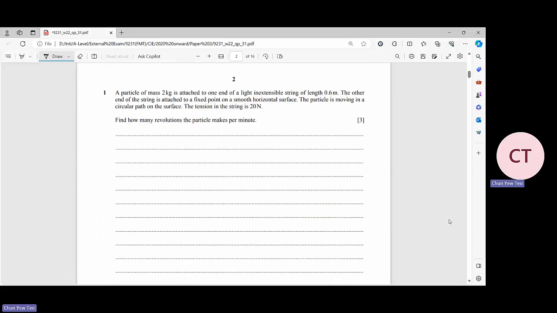A particle of mass 2 kg is attached to one end of a light inextensible string of length 0.6 meter. The other end of the string is attached to a fixed point on a smooth horizontal surface. The particle is moving in a circular path on the surface. The tension in the string is 20 Newton. So this is the diagram.